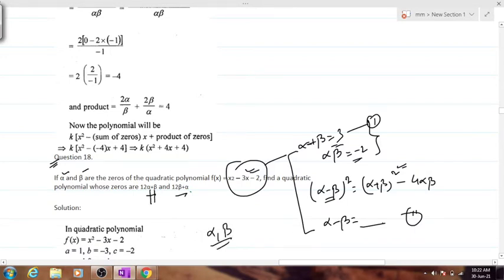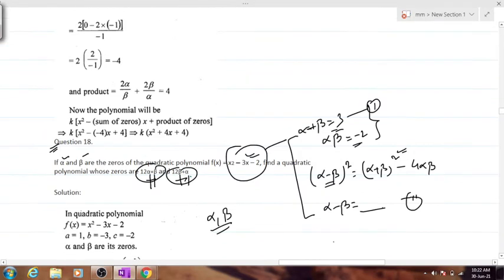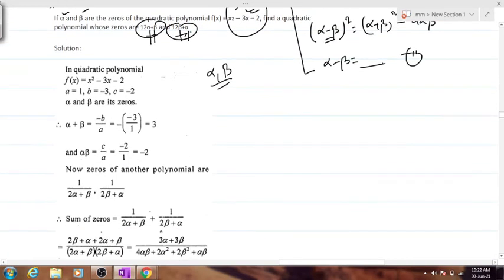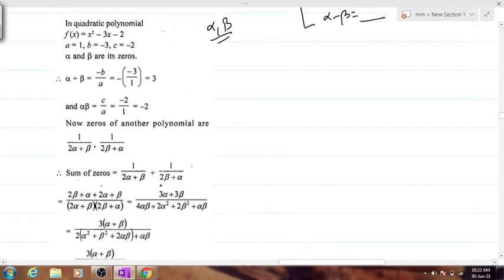After that, put alpha and beta in this, you will get two zeros. After that, you can form the quadratic polynomial as sum of the roots, product of the roots. Clear? Over here, however, you can do it directly also.